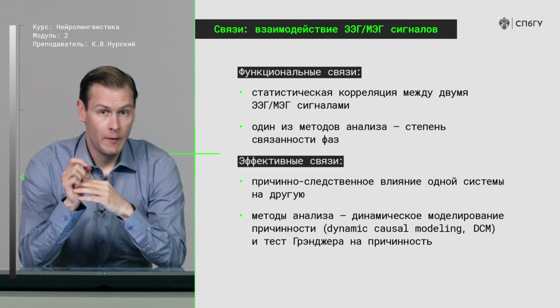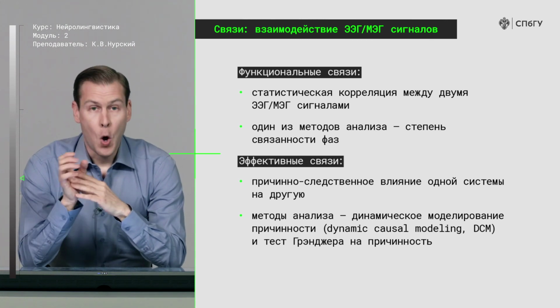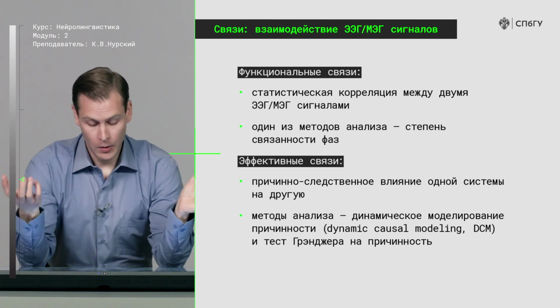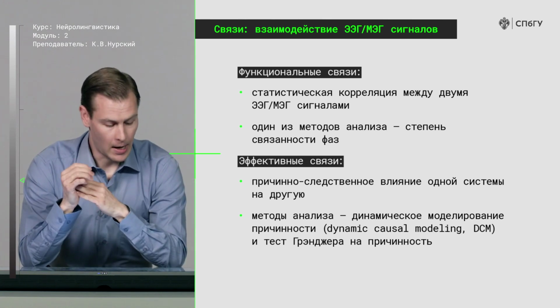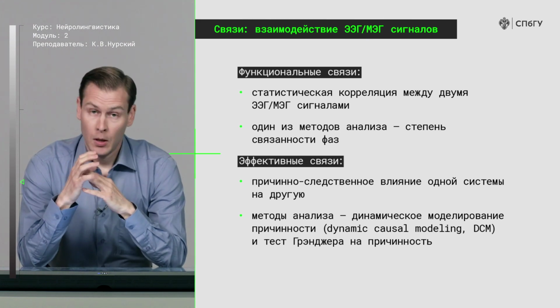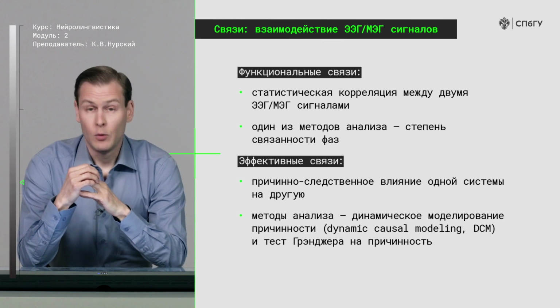On the other hand, effective connectivity is the causal influence of one system or a brain site on another. Methods of analysis of effective connectivity include dynamic causal modeling and Granger causality.